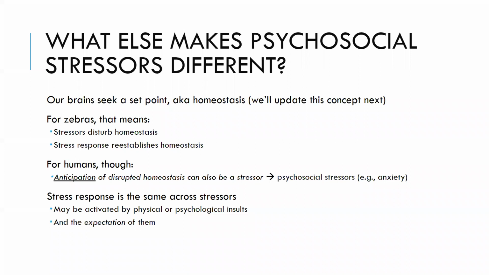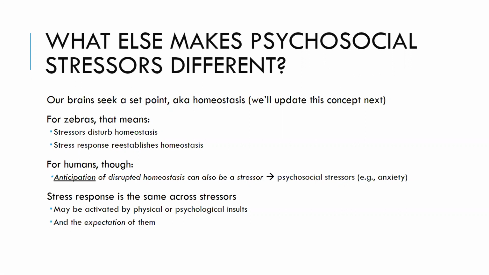So to help that make a little bit more sense, let's explore the idea of homeostasis. Our brains seek this particular set point, aka homeostasis, aka the status quo. For zebras, this means that stressors are the thing that disrupt homeostasis, and the stress response reestablishes homeostasis. Homeostasis is chilling, grazing on some grass, and then suddenly a lion pops up or a storm rolls in. That's a disruption to homeostasis, and then the stress response is fleeing, taking cover or shelter, whatever we need to do to stay alive so that we can return to homeostasis later.